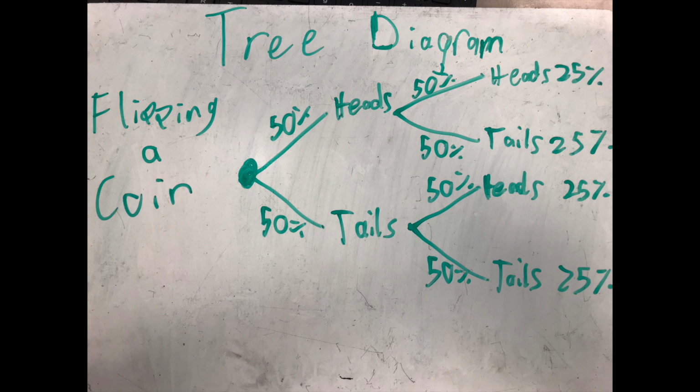In order to get a 25% probability for heads-heads or something like that, we'd have to do 50% times 50% to get 25%. That's how you get the end probability, by just multiplying the first probability by the second probability. Just to note, there could be many more branches, but I only use 2 because it's simple and it fits the example.